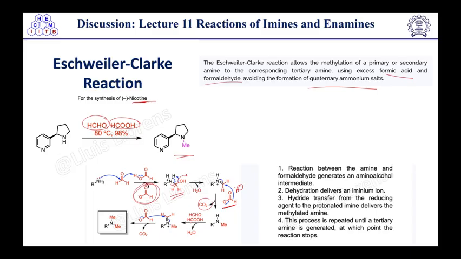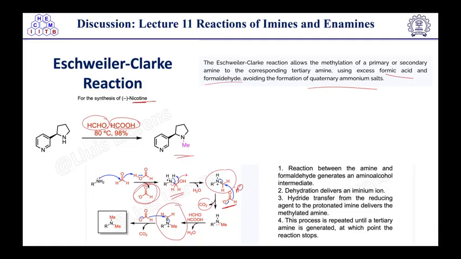Then because we are using an excess of formic acid and formaldehyde, the same reaction will take place again, because we still have one hydrogen here, right? So again the nitrogen lone pair will attack formaldehyde, same mechanism, and we get the iminium ion as an intermediate, like this one, right? After getting this iminium ion, again the hydride transfer will take place and we will get the dimethylated ammonium salt, okay? So this process is repeated here.